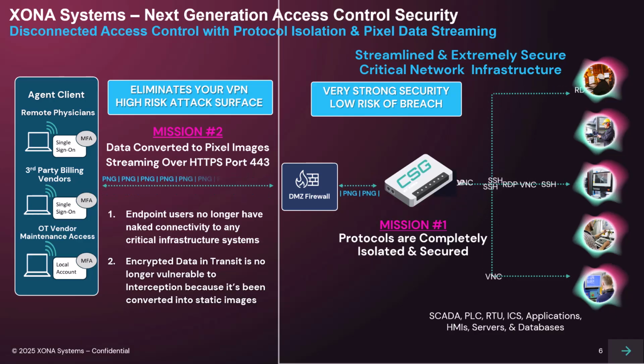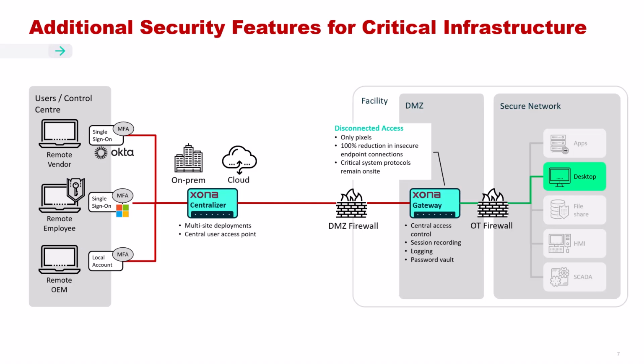With Xona, we create a very strong, secure, low-risk breach environment, isolating the protocols, and then we instantly eliminate your VPN high-risk attack surface. This is what makes Xona truly a next-generation access control platform. Complete disconnection between endpoints and critical systems without sacrificing any usability. We've already discussed two of the major benefits of Xona, isolating protocols and converting data into static images, which results in 100% reduction of insecure endpoint connections. But I'd like to highlight a few more important features.